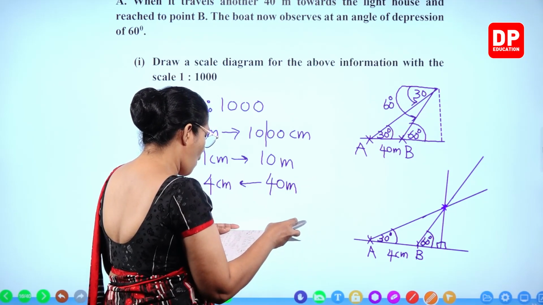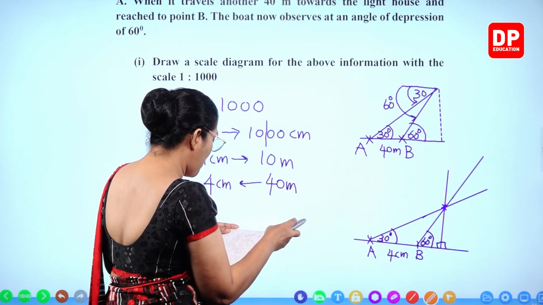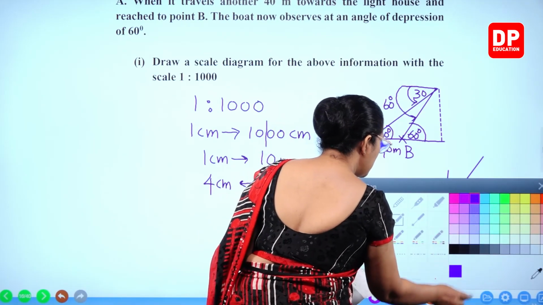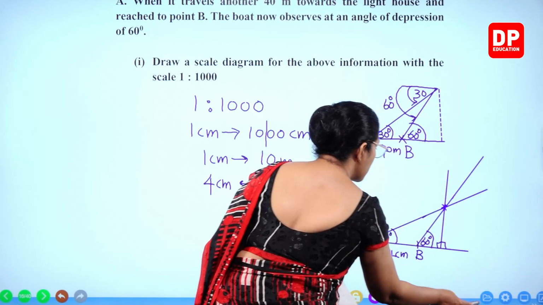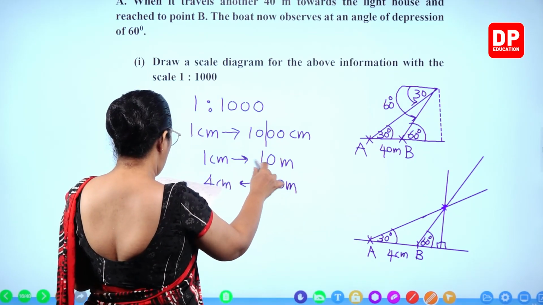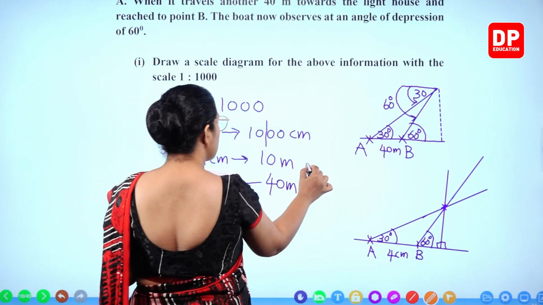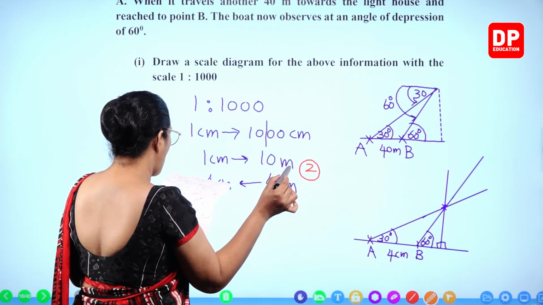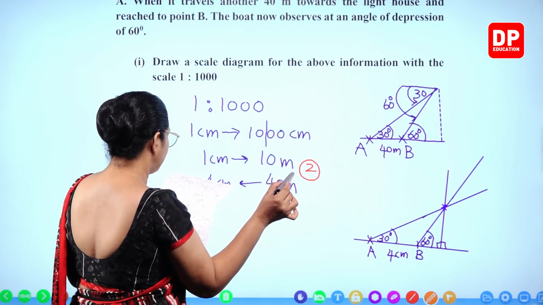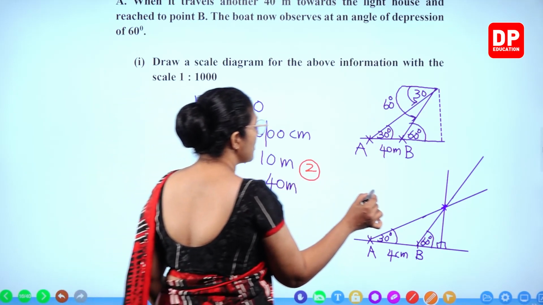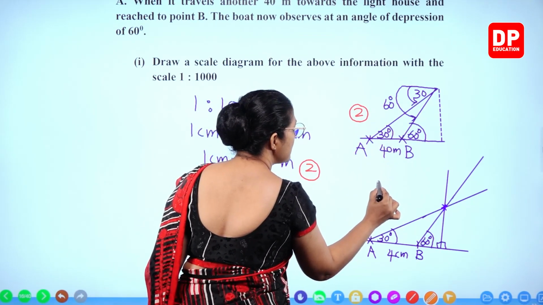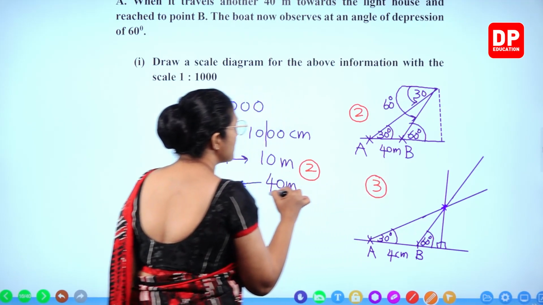Part 1, you are getting 5 marks. And for the scale adjustment, you are getting 2 marks. So here, identifying the scale, 2 marks. And here, drawing this diagram is 5 marks. For the sketch, we'll give 2 marks, and for this one, we give 3 marks.